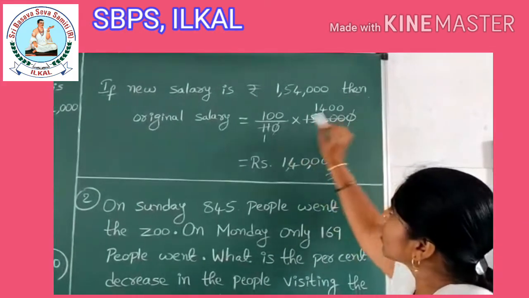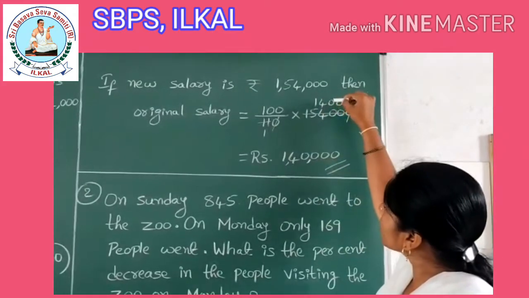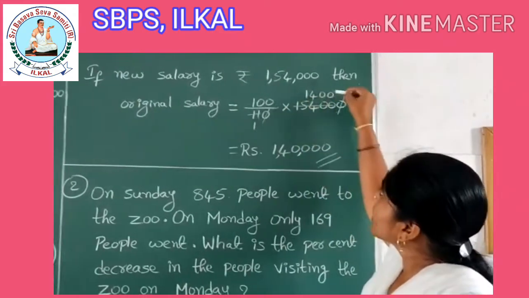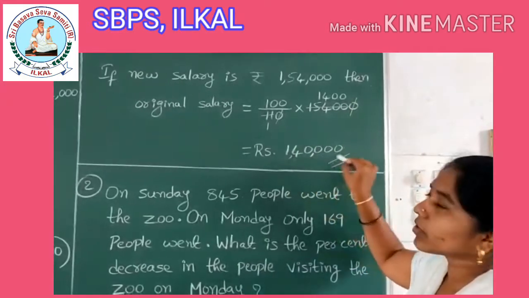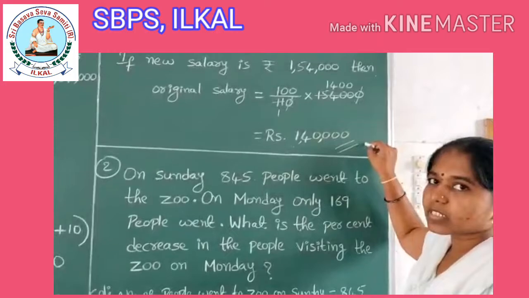Strike out 0 0. 11 ones are 11, 4 will remain. 11 4s are 44. 0 0. 100 into 1,400 gives 1,40,000. Means before, his salary was 1,40,000.